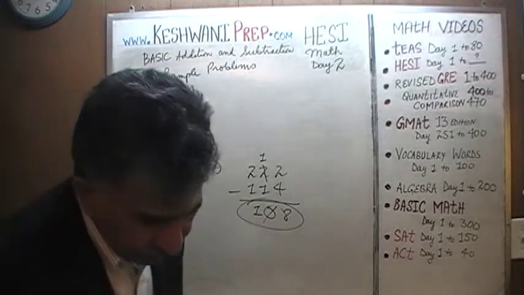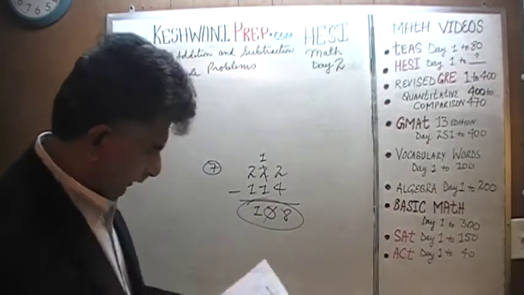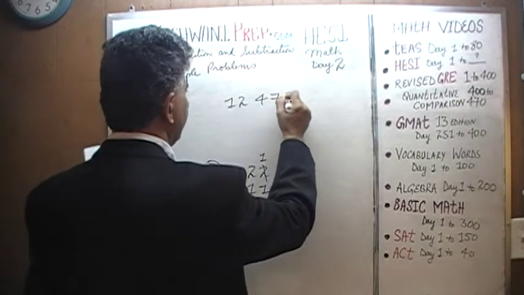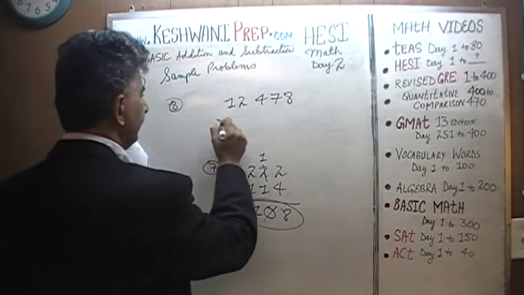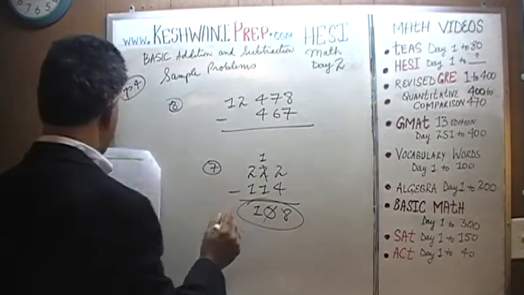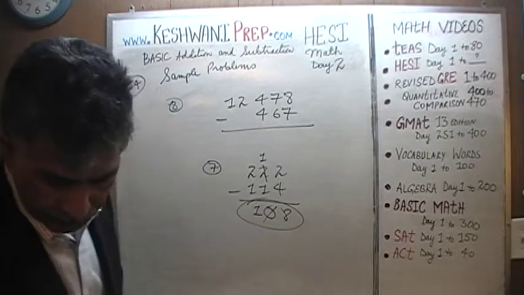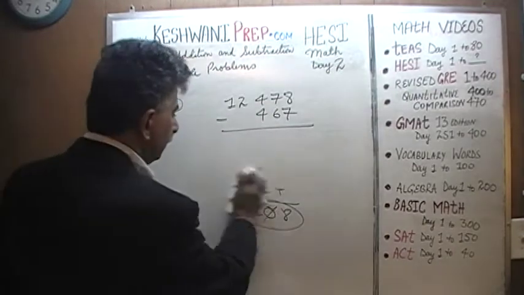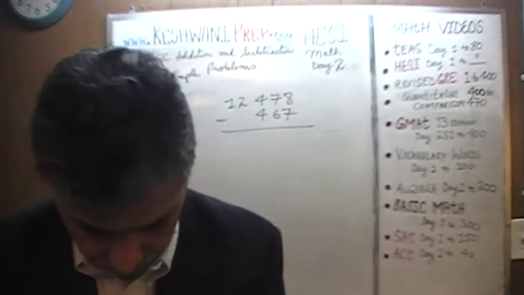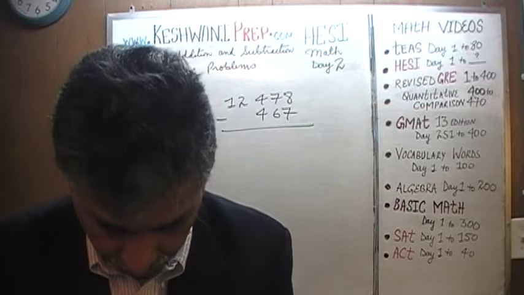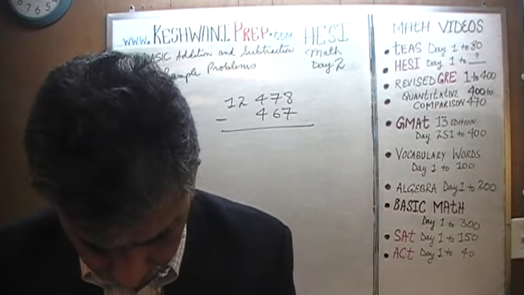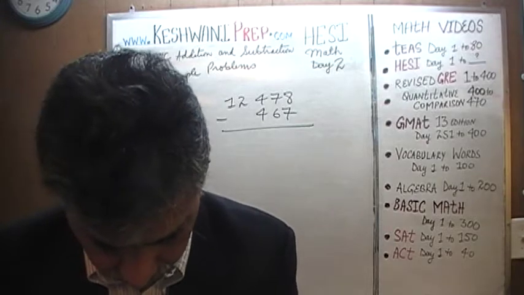Number 8 tells us that we have 12,478 minus 467. Again, as I keep reminding you, like a parrot, I keep repeating that in the real exam, the answer choices that are going to be given to you, just give me one second and I'll tell you exactly what sort of animal we're dealing with here.